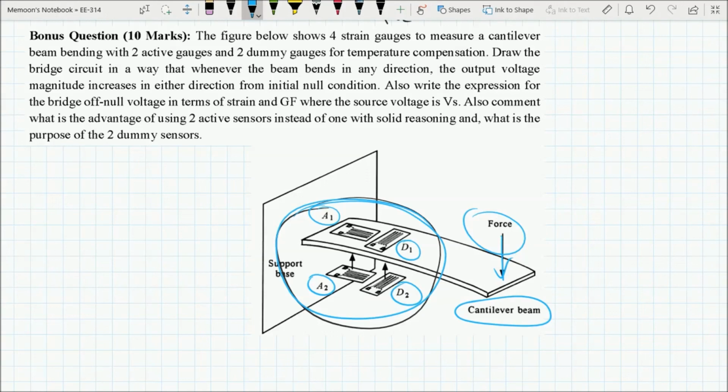And number three, we have to keep in mind the power dissipation across the sensor resistance, because the power dissipation will result in self-heating, and the self-heating will in return result in a change in resistance, and that will result in errors. So they are related.